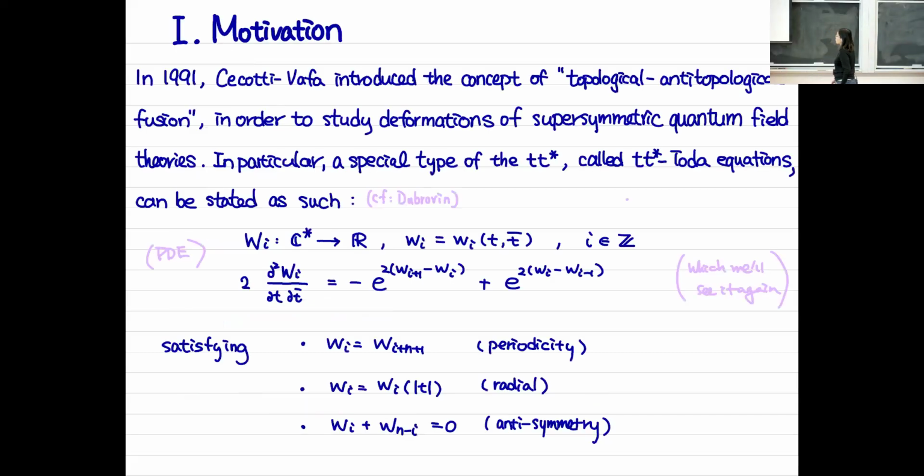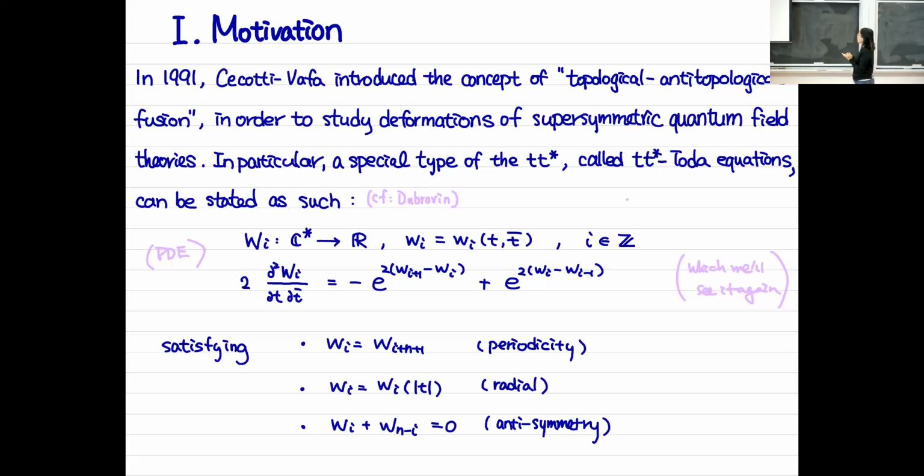Okay, so first, TT star stands for topological and anti-topological fusion. In '91, Cecotti-Vafa introduced this concept. The point is to study the deformation of supersymmetric quantum field theory. In that paper, they made a lot of physical predictions about what properties the solution should have. In particular, they studied this special type, which is the Toda type.